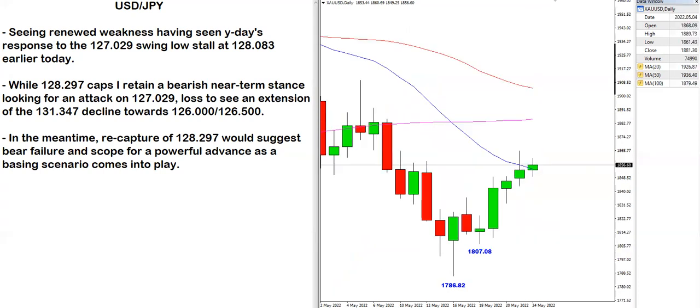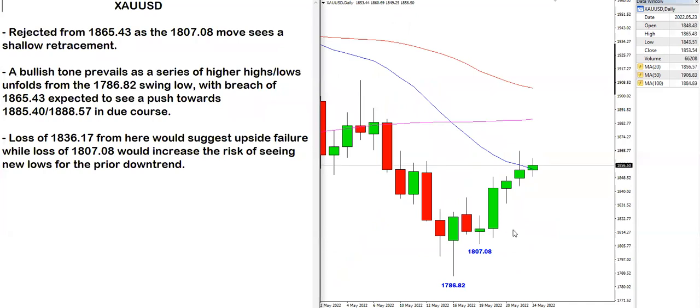Moving across to gold. Gold has played out quite nicely, seeing an extension of the advance from the swing low at 1786.82 up into the mid 1800s. Bit of a rejection yesterday from 1865.43, bit of a small kind of upper shadow on the candlestick. But for me, the underlying structure is still quite positive.